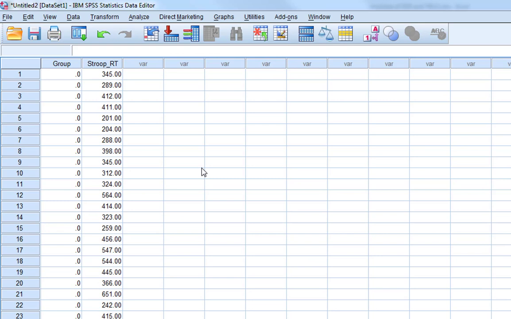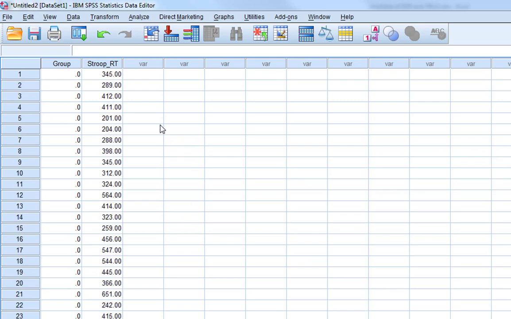Longer reaction times are indicative of the participants struggling more to do this. So we expect the participants in our alcohol prime condition, so group one, will have generally longer reaction times than those in our placebo condition, because alcohol will interfere with the ability to suppress the reading of the word and actually state the colour, as it impacts executive functioning.